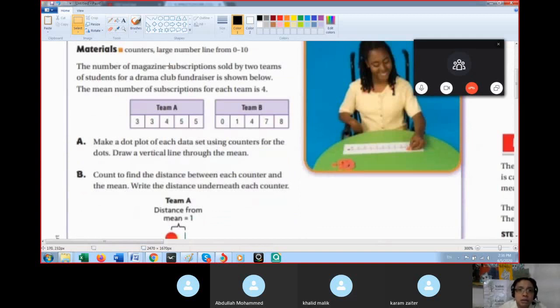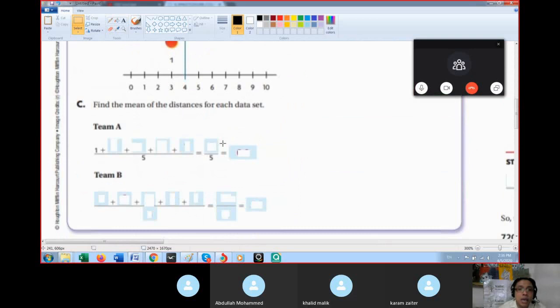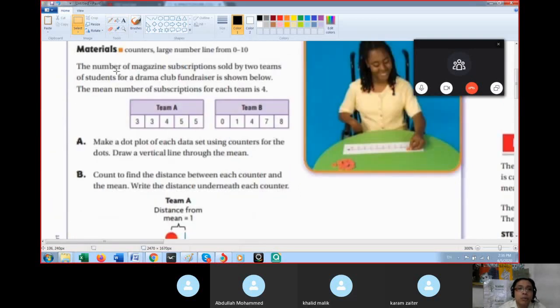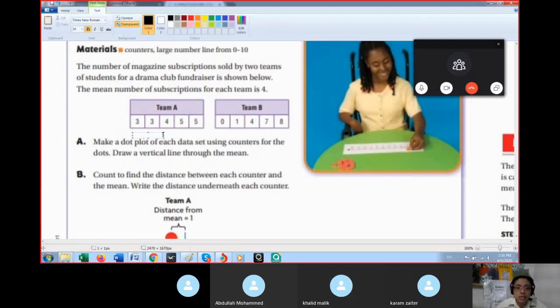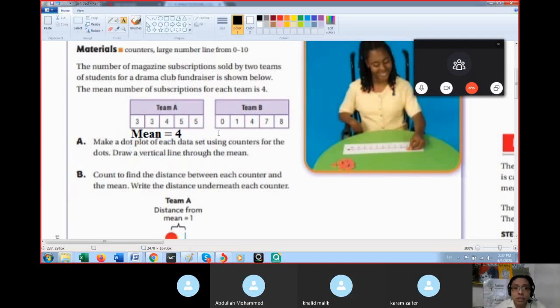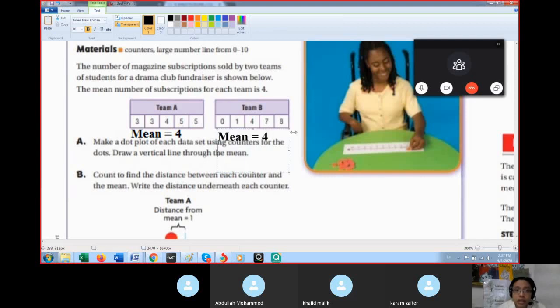The number of magazine subscriptions sold by two teams, Team A and Team B. The number of magazine subscriptions sold by two teams of students for a drama club fundraiser is shown below. The mean of the number of subscriptions for each team is 4. So, in short, the mean of Team A is equal to 4, as well as the mean of Team B is equal to 4. Both of them have a mean of 4. Understand? Team B and Team A.